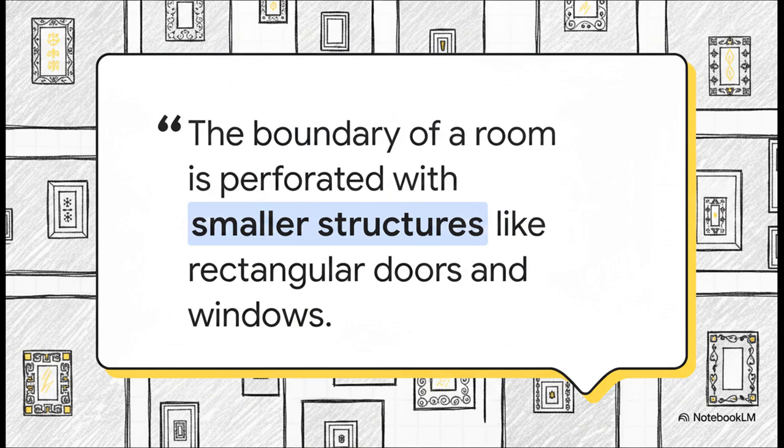I want to kick things off with this brilliant quote from Metropolis magazine. It goes, "The boundary of a room is perforated with smaller structures like rectangular doors and windows. These repetitive perforations at smaller scales will often continue on down to the scales of detail and ornament." What this tells us is pretty profound. A room's boundary isn't just a dead, static wall. It's a living, perforated fractal. And it turns out, our human brains intuitively find that kind of fractal setup incredibly intelligible, organized, and, honestly, beautiful.